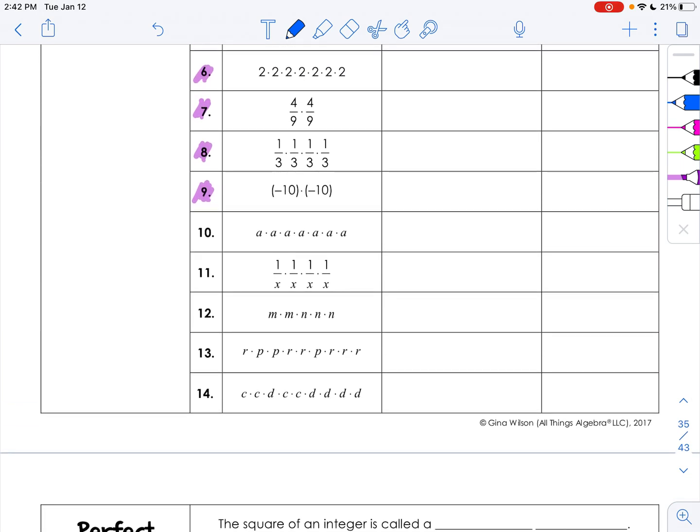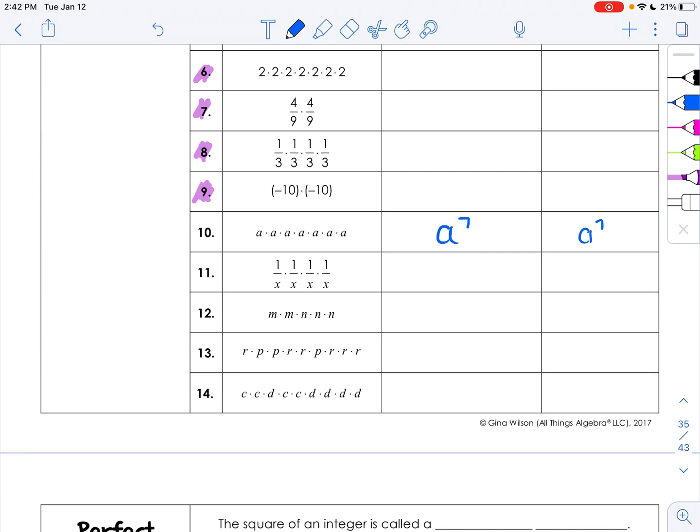Number 10 is still repeated multiplication, but this time we're repeating a variable. That variable is still my base, and we still count how many times we multiply it. And for this example, we're multiplying a 7 times. So a to the 7th power. We can't technically multiply all these values because we don't know the value. We only know that it's a. So its value is still a to the 7th power.